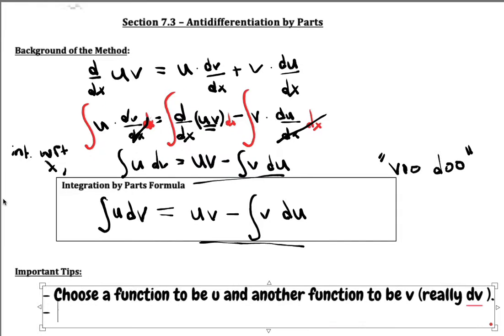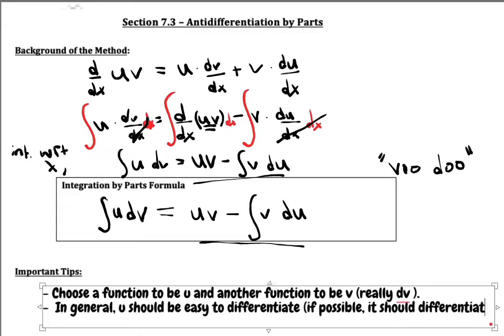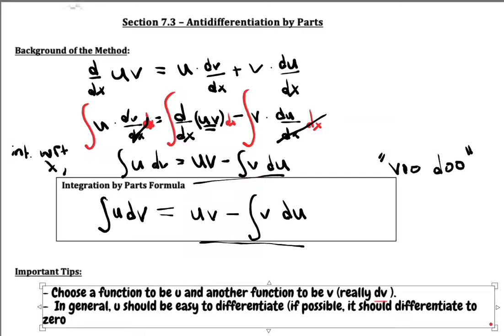So that's the first bullet point. Secondly, there are some rules for how you should choose which function to be which. In general, u should be easy to differentiate. Also, if possible, it should differentiate to 0 eventually. So if it's a polynomial, you take enough derivatives and eventually that becomes 0. And then also in general, your choice of dv should be easy to find the antiderivative of.